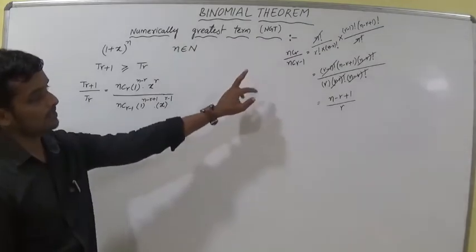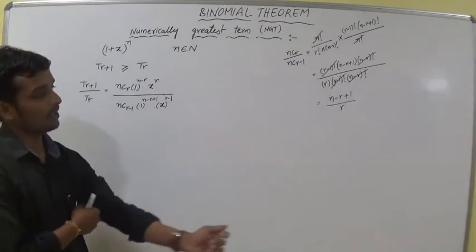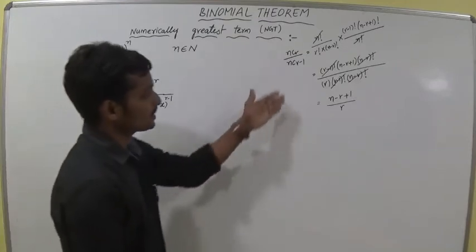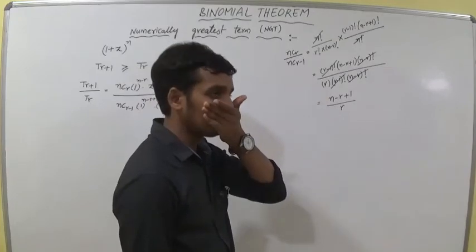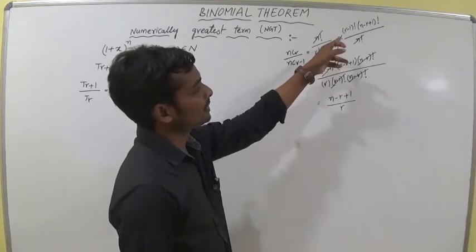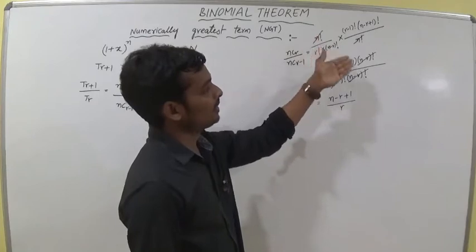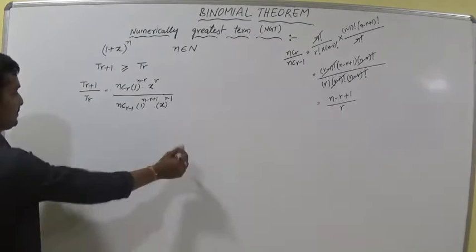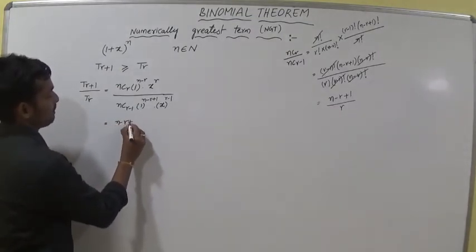So be careful students. This is the main important point. If you know the nCr by nCr minus 1 value, we can write directly. If you don't know that, we can solve like this. nCr means n factorial by r factorial into n minus r factorial. The same way nCr minus 1 means r minus 1 factorial into n minus r plus 1 factorial. I am cancelling n factorial. I am getting this answer, n minus r plus 1 by r.